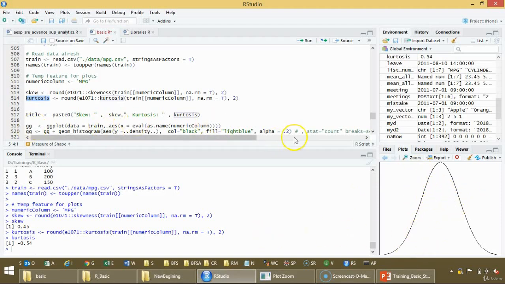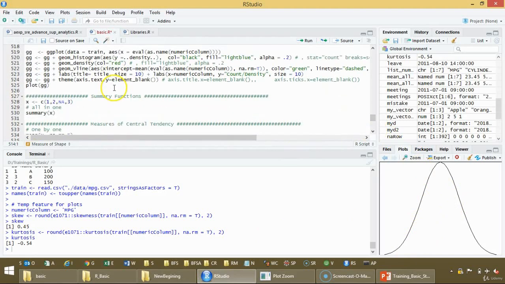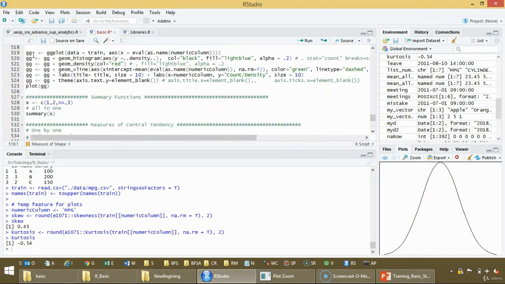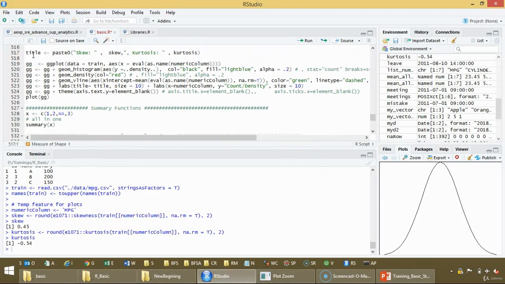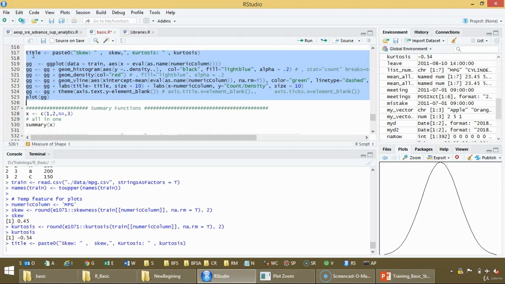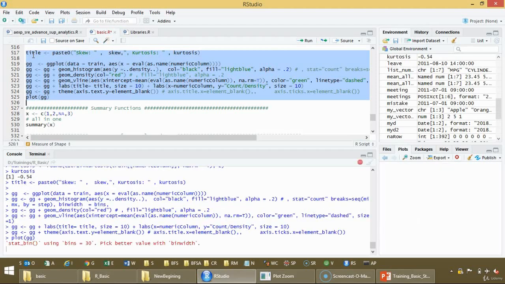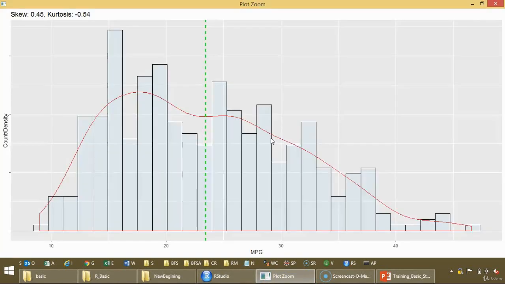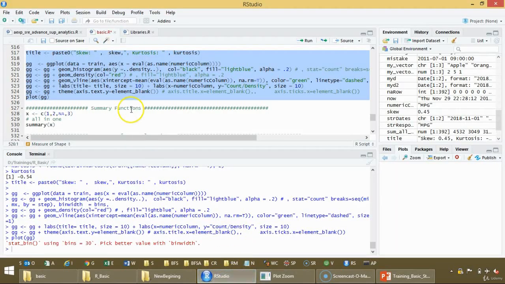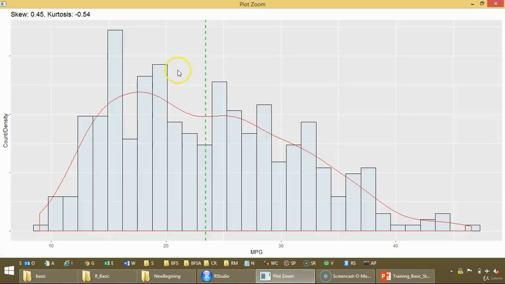Let us try to see what this graph is. Let me draw this first, and then I will explain. It is drawing, and yes, it has drawn. Okay, see, it has drawn this histogram, and there's one line as well as this green line. Let us see what it is doing. It has done everything, and if you see the title, we have printed skewness and kurtosis.